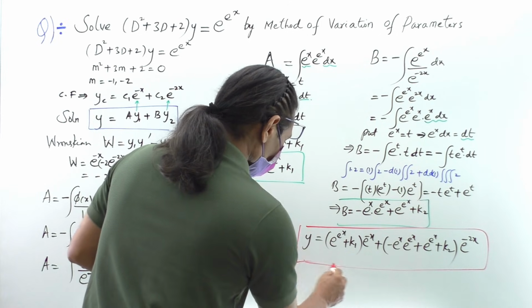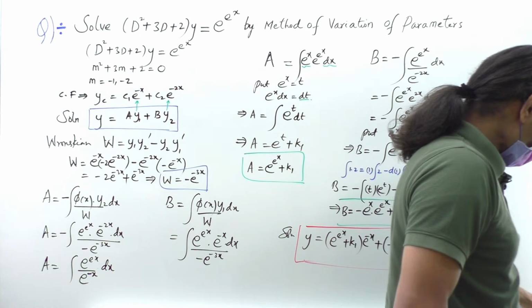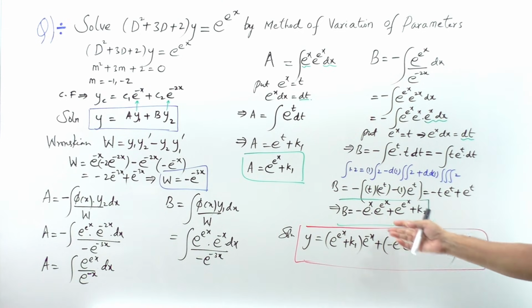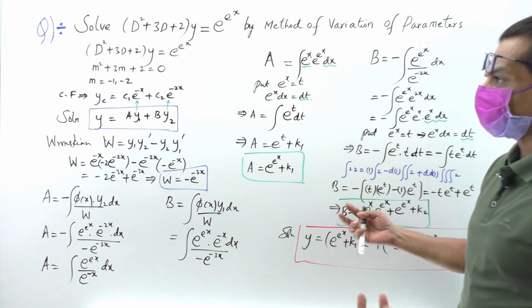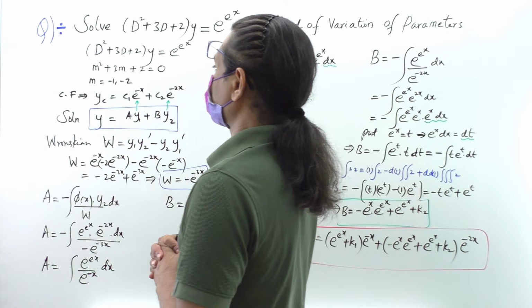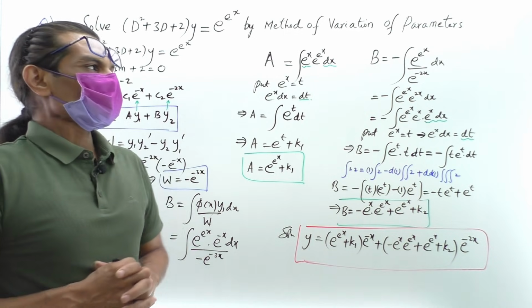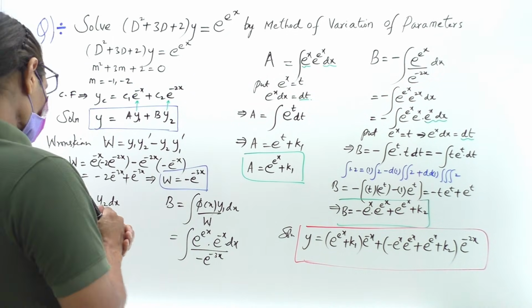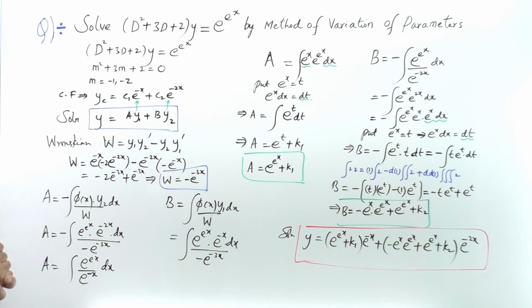Okay. So the solution to the above given problem by method of variation of parameters is given here. So that's the solution. I hope you clearly understood this method. Okay, this problem was of intermediate to difficult level. Solving such problems will help you prepare for, apart from engineering exams, other competitive exams also.